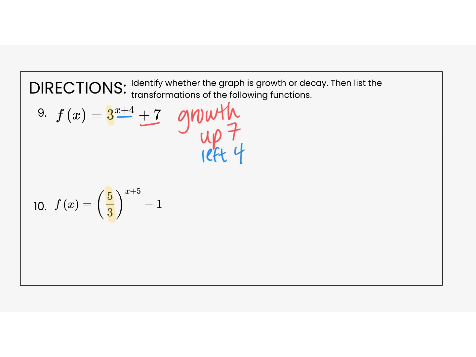Okay, if I look at number 10, 5 over 3 is still greater than 1. So that is also growth. Okay, this minus 1 on the outside tells us down 1. And then this x plus 5 up here, x plus 5 tells us left 5. Okay, so we're going to use those shifts when we go to actually graph our functions.